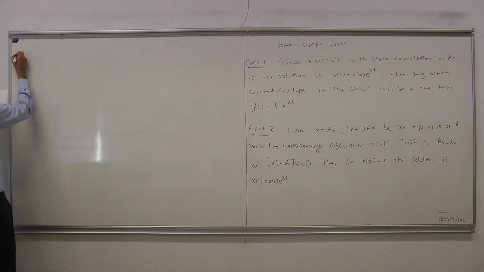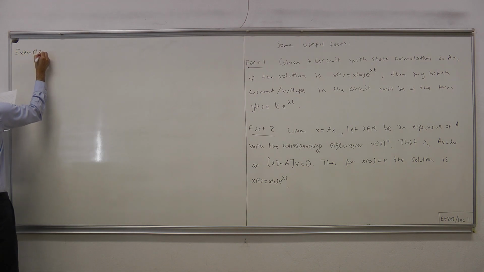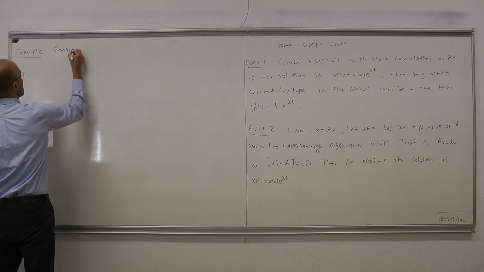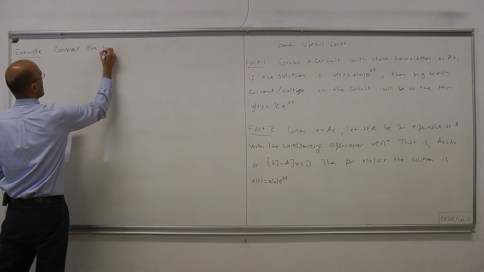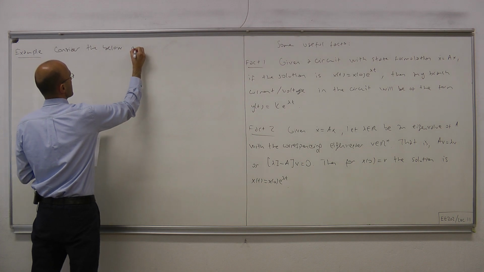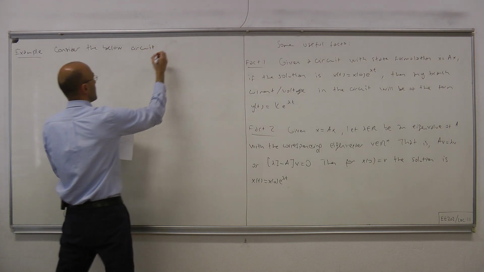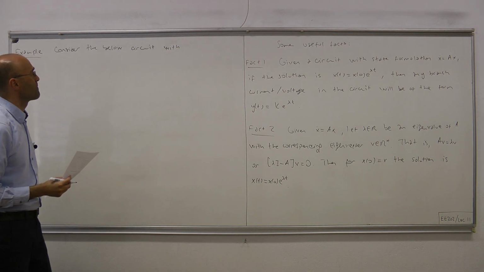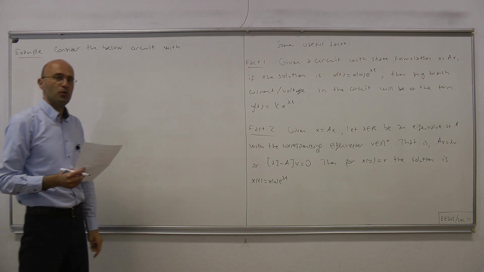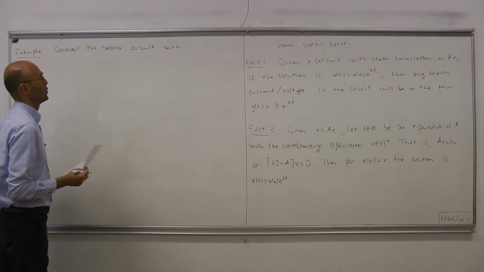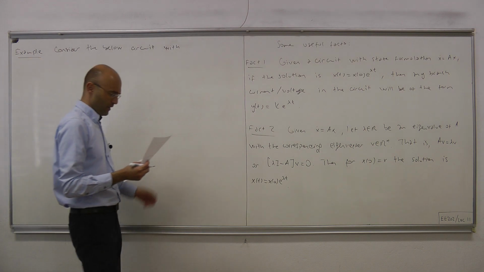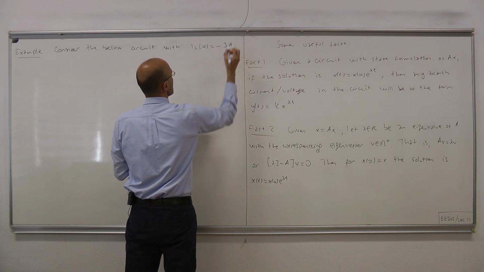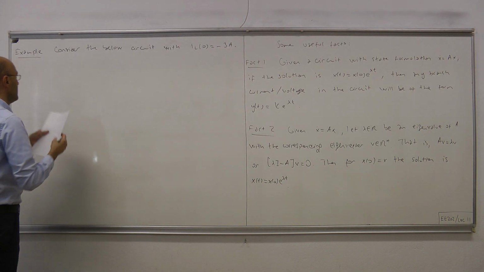Now here is our example, a circuit of order 3. Consider the below circuit with 3 dynamic components, 1 inductor and 2 capacitors, and for the inductor somehow we're given the initial condition, but the initial conditions of the capacitors are not given. With initial inductor current equal to minus 3 amps. Okay, this is the circuit.